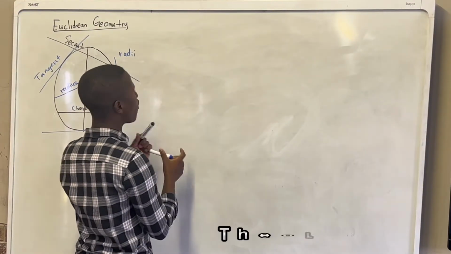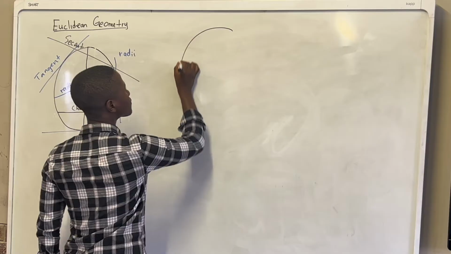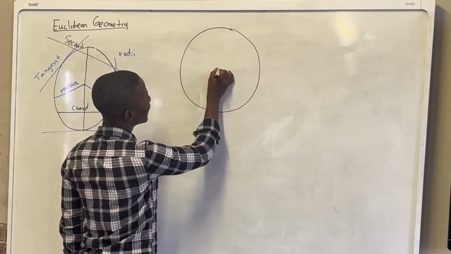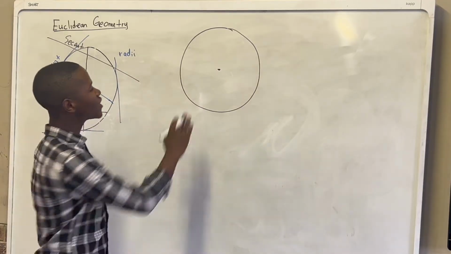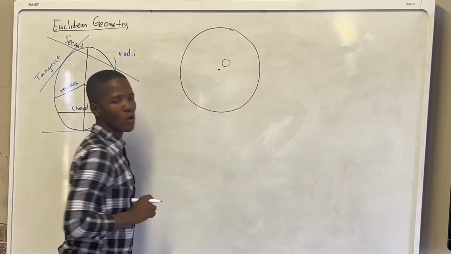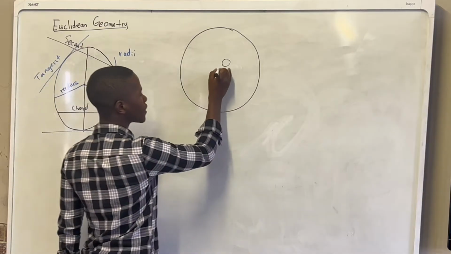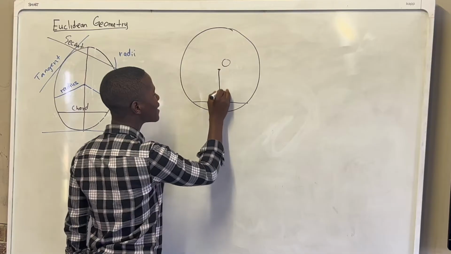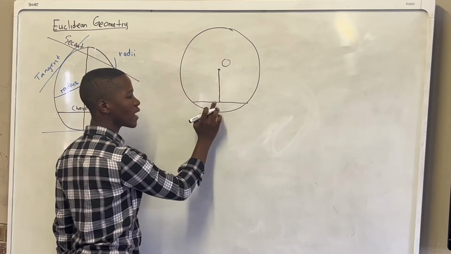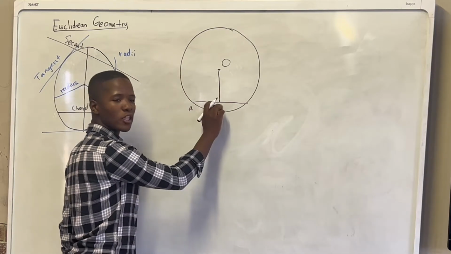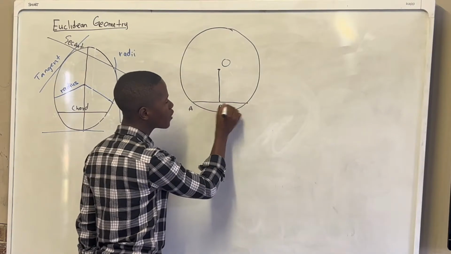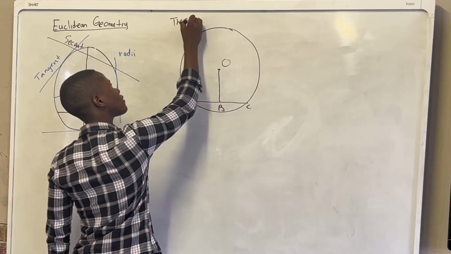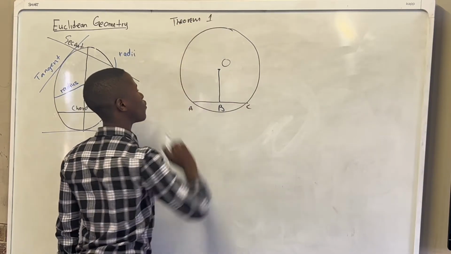So we are beginning with our theorem 1. If this is your well-drawn circle like mine, and this is your center, we say this is your center O. You are required to prove that a line drawn from the center perpendicular to the chord bisects the chord. This is your theorem 1.